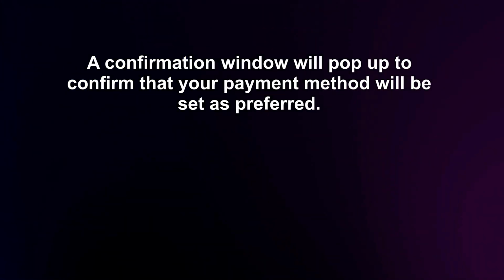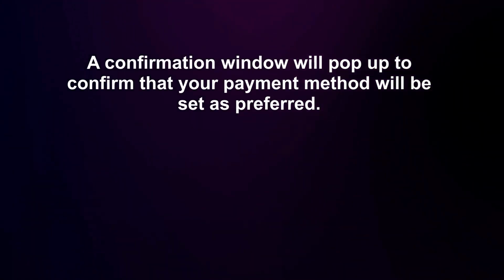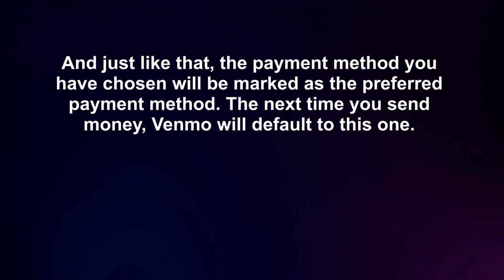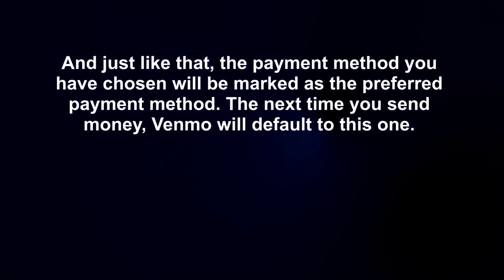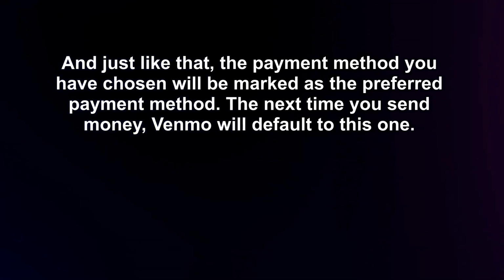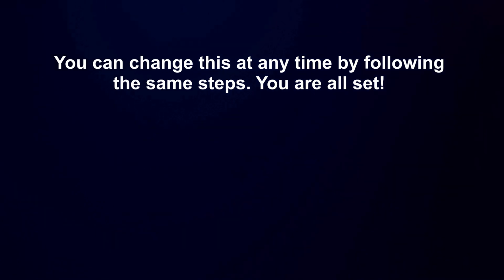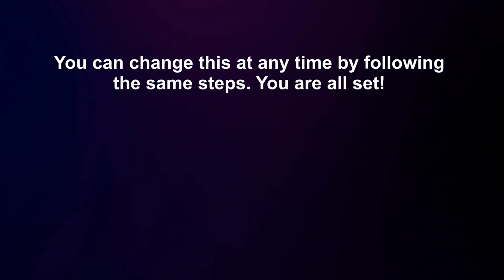A confirmation window will pop up to confirm that your payment method will be set as preferred. And just like that, the payment method you have chosen will be marked as the preferred payment method. The next time you send money, Venmo will default to this one. You can change this at any time by following the same steps. You are all set.